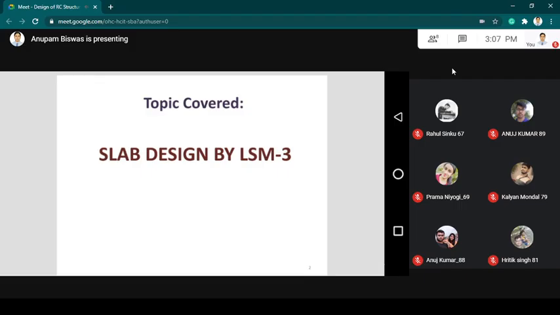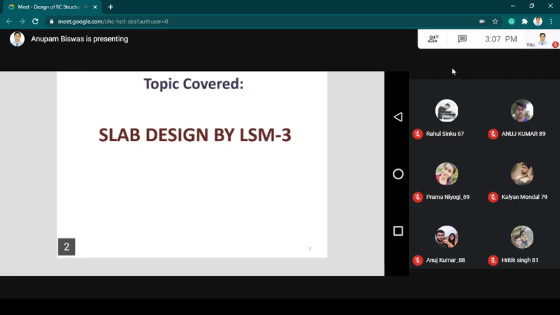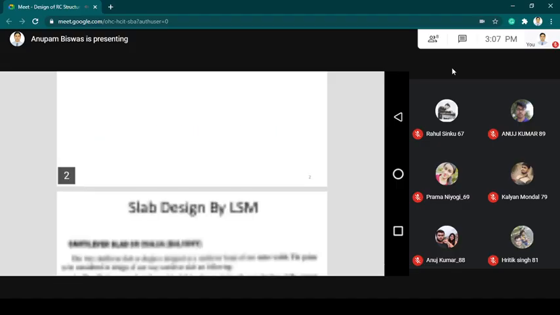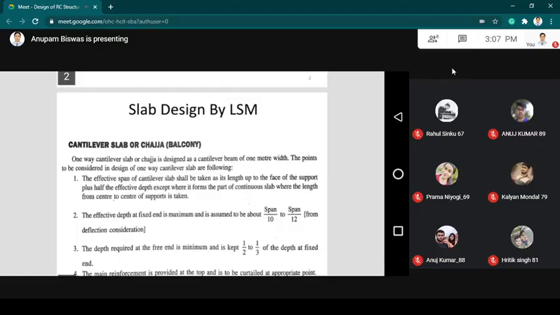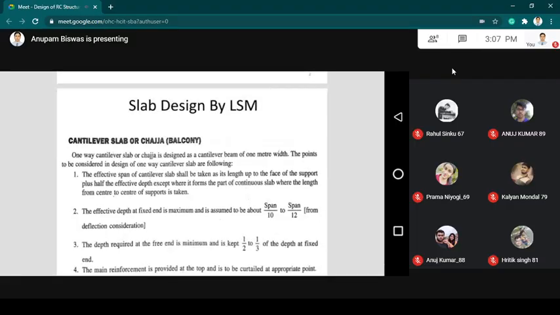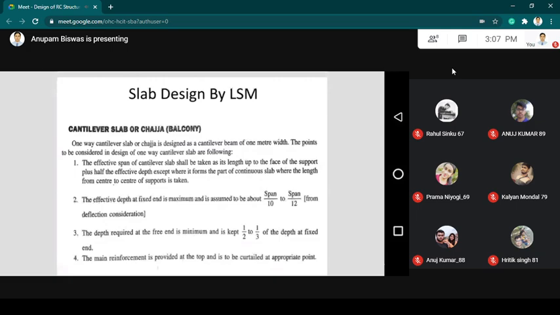Good evening, everyone. Last class I discussed one-way slab. Today I will discuss one-way slab having a special criterion where it is in cantilever condition. So we may call it a cantilever slab or structure. Cantilever beam we have already discussed in the beam section.